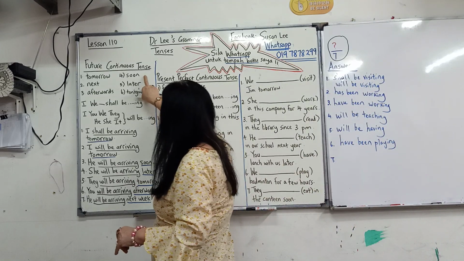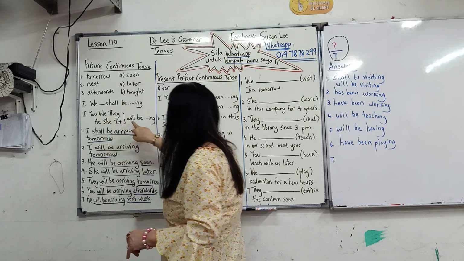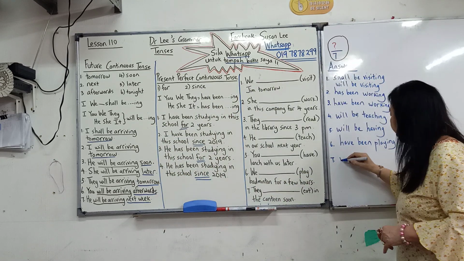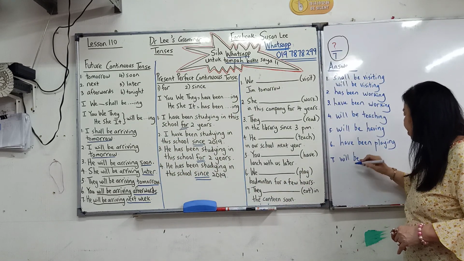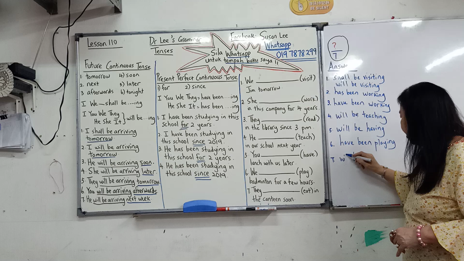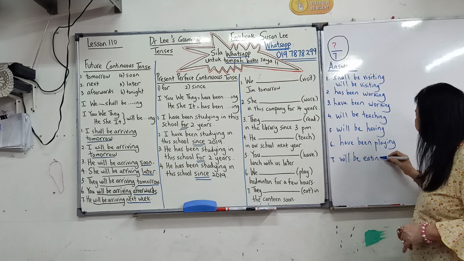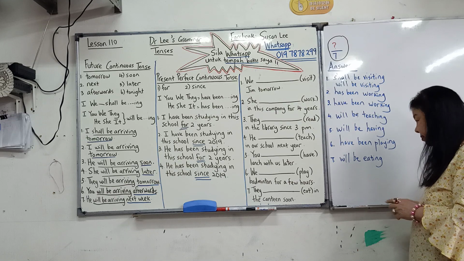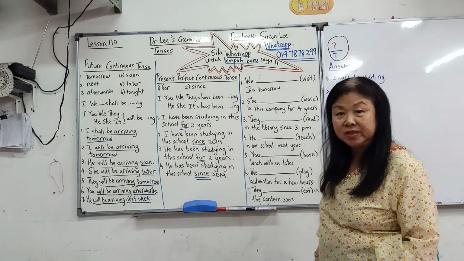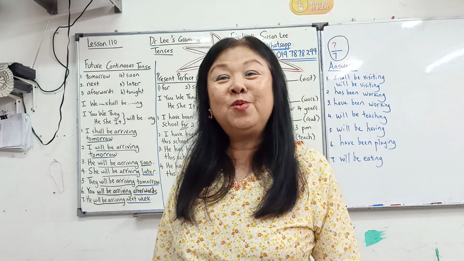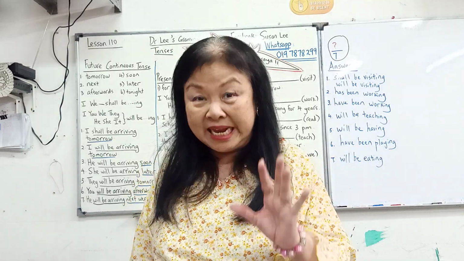And then number seven, they. The important word is soon. And then they. So your answer will be, and then it becomes eating, because of this word soon. Okay, so I hope you understand. I hope you are clear.